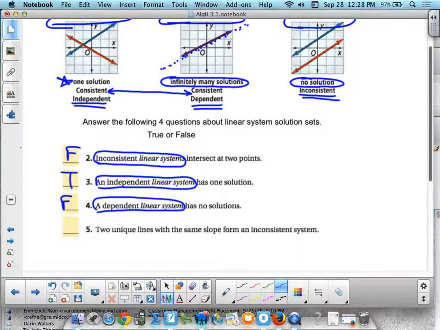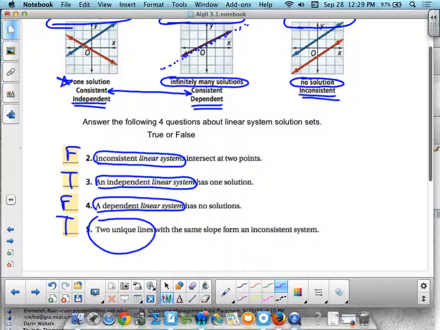Okay, this one's kind of weird. 2 unique lines. What's that mean? It's 2 lines. They're unique. They're different. They're not the same, right? They're just different lines. Okay, which have the same slope, form an inconsistent system. If they have the same slope, that means these 2 different lines have the same slope. They look like this. Okay? And what do you think? If they're unique lines, they're different. True. Yeah, this is true. Okay? Right there.